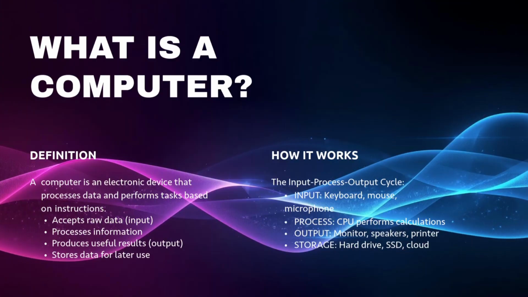So first, what is a computer? A computer is an electronic machine that takes input, processes it, and gives output. Let's simplify that. You give it something like typing on a keyboard, it processes that information and then it gives you a result, like showing text on the screen. Just like the human brain, but much faster and more accurate.